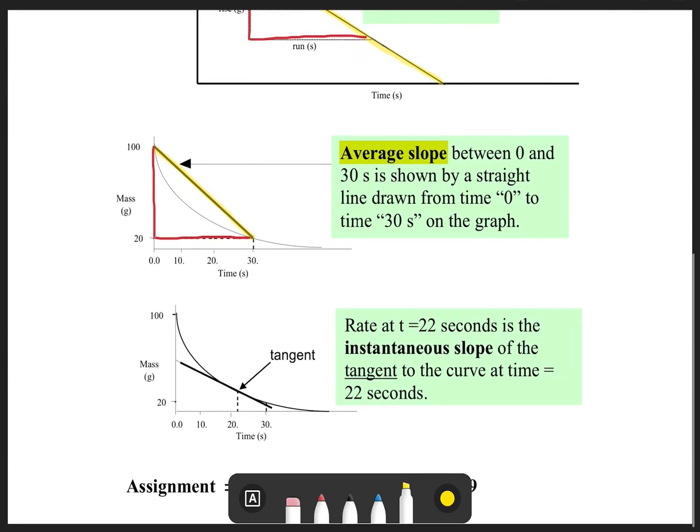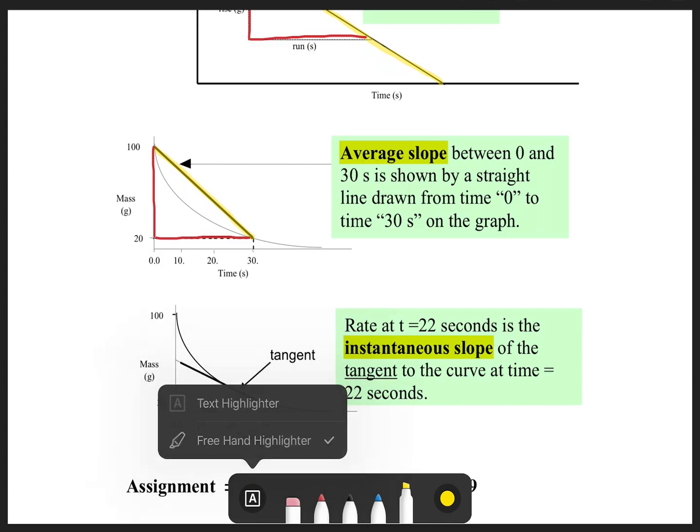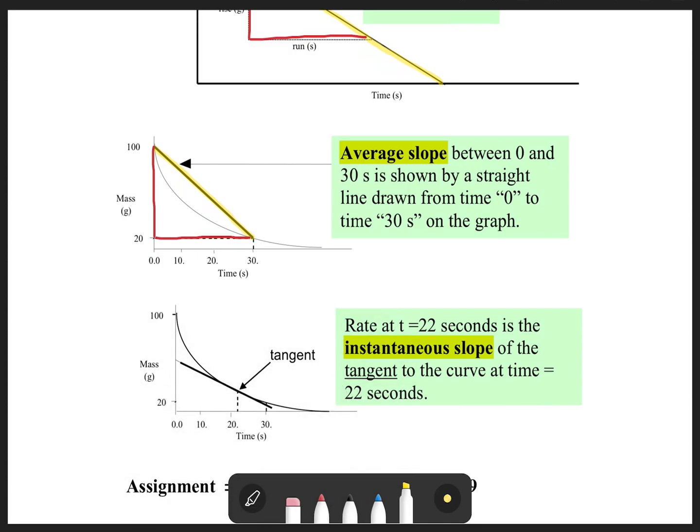We can also handle a curve in a slightly different way. We can calculate something called an instantaneous slope, where we look at a single point in time on a curve, and in this example, we're going to look at the time equal to 22 seconds.